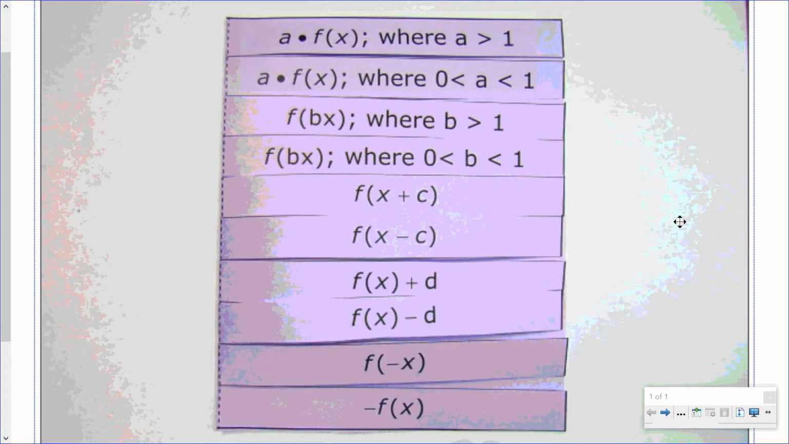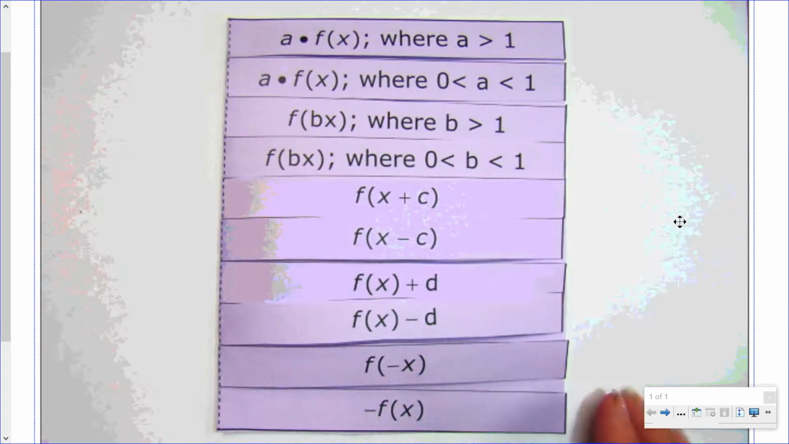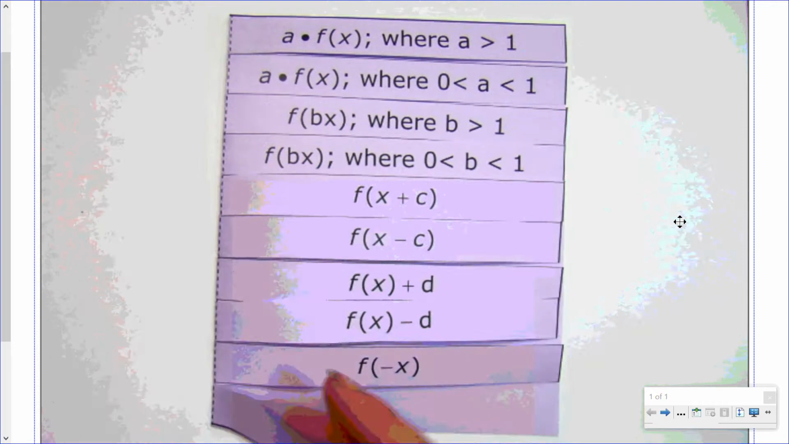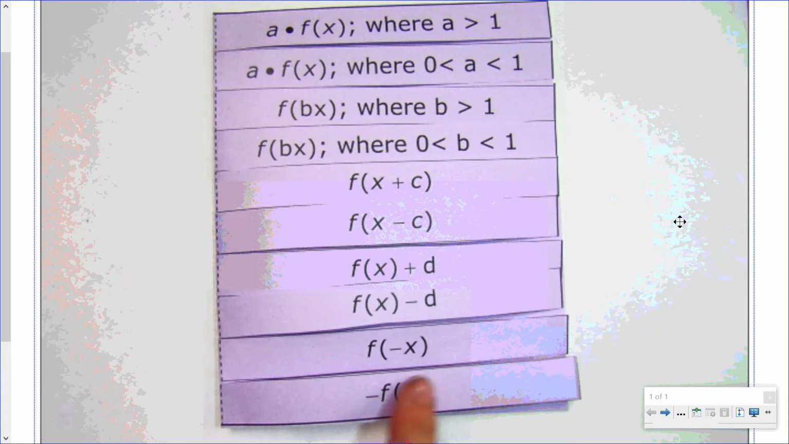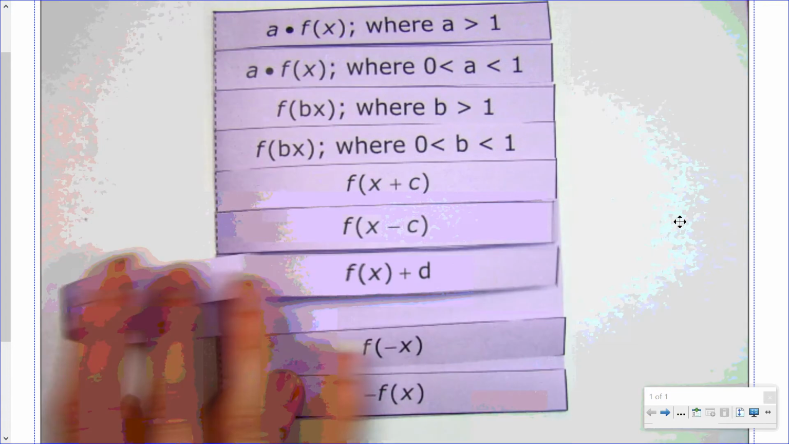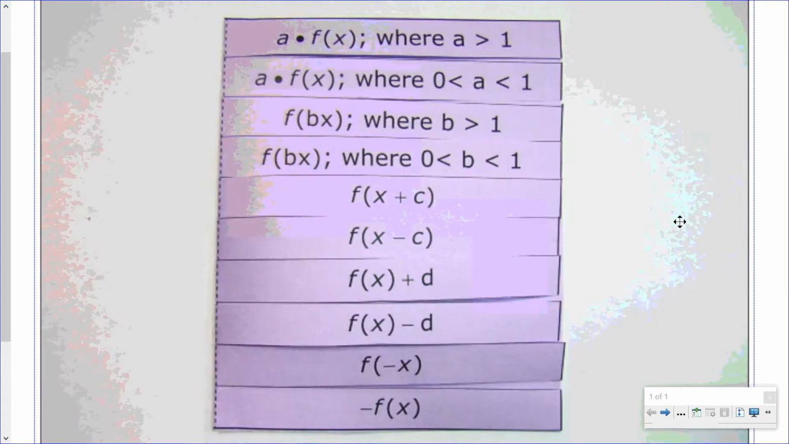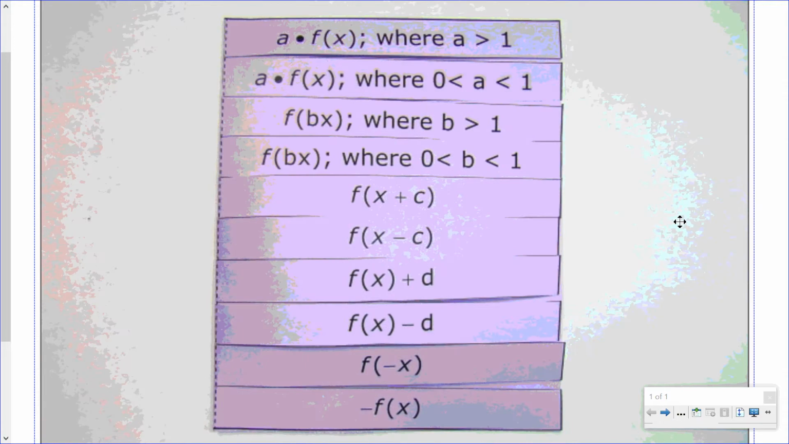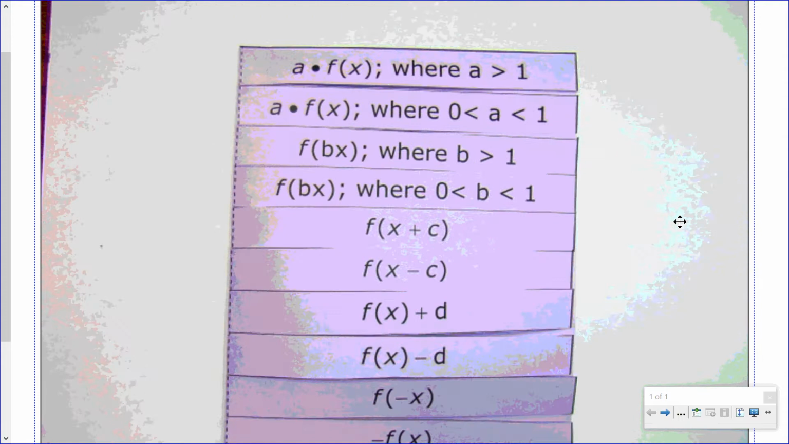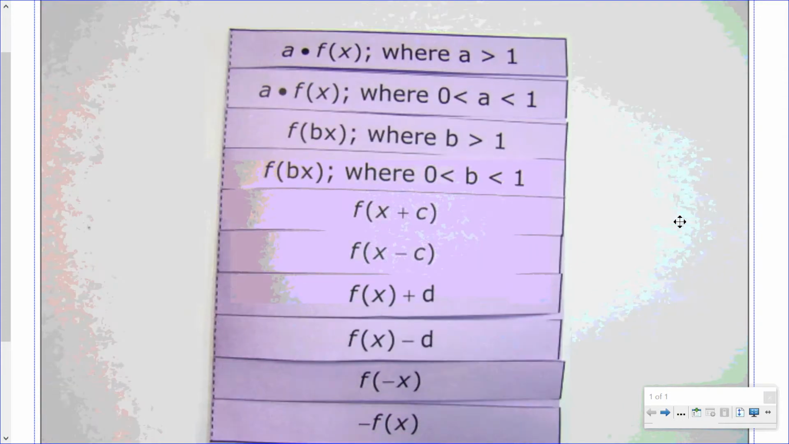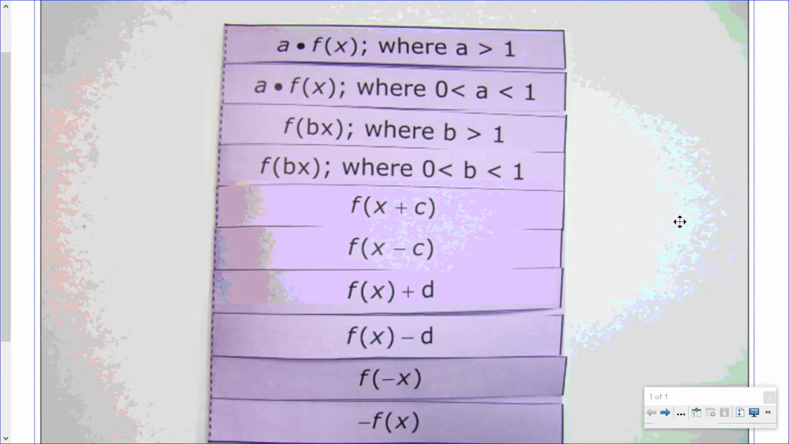Also, make sure you have your purple foldable. You want to make sure it's already cut out and ready to go, so you're cutting it apart and making all of these little flaps for every single rule that we're looking at for transformations. Once you have your supplies, you can play the video again. Okay, so let's go through this.